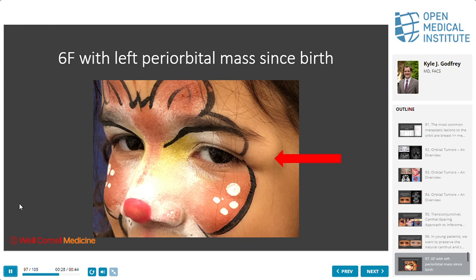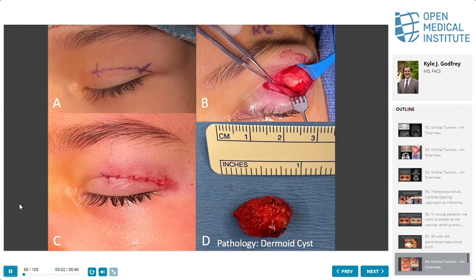Oftentimes in kids, just to save them the radiation or the anesthesia necessary to get an MRI, I'll excise these primarily just because they're so common, they're so predictable, they happen so often in this location. We'll excise them without any imaging. Certainly if there's anything intraoperatively that we find that's concerning, we can get imaging afterwards. But I try to avoid radiation in kids if possible.